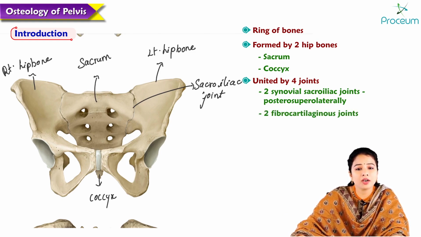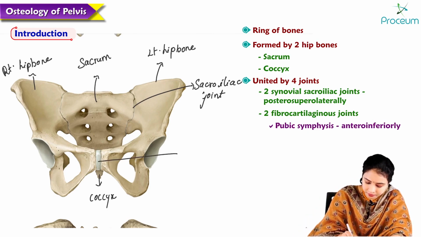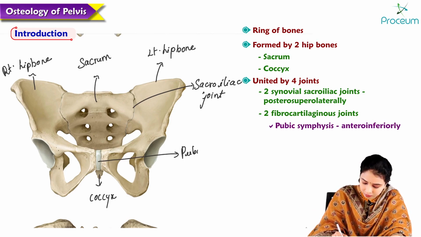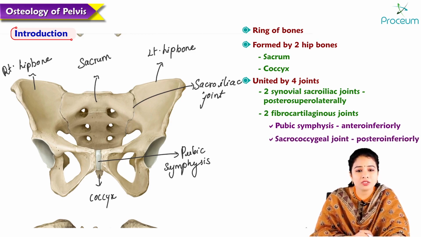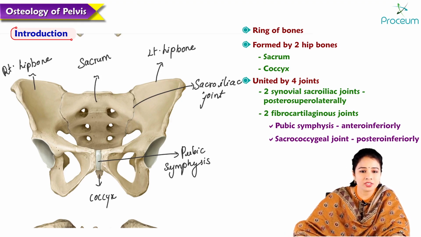And the two fibrocartilaginous joints, one is the pubic symphysis present anterior-inferiorly, and the other is the sacrococcygeal joint, which is also a fibrocartilaginous joint, where the coccyx articulates with the sacrum posterior-inferiorly to form the sacrococcygeal joint.